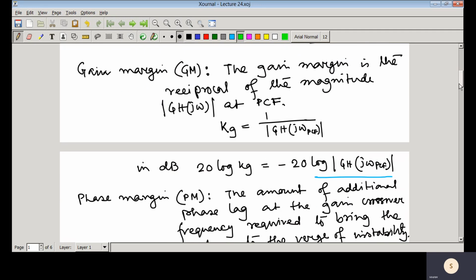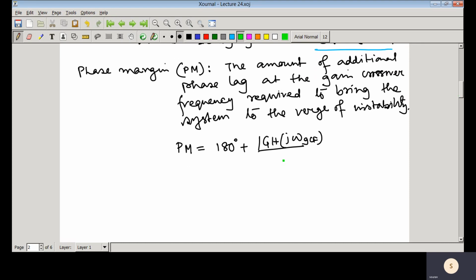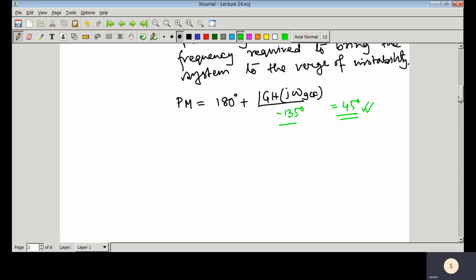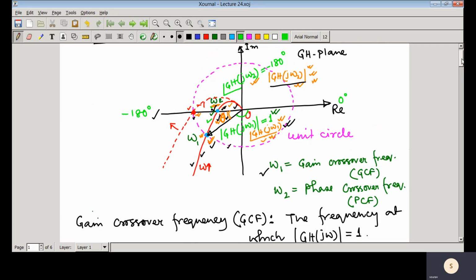So if it is minus 135 degrees, you can see it here. Then 180 minus 135, that is 45 degrees. So if you add 45 degrees more, then that point would come to that critical point. That means it would be on the verge of instability. And this particular angle, 45 degrees, in this case, is that phase margin. So whenever you have a stable system, then you have a positive phase margin, and the case that we have done is for that stable system.